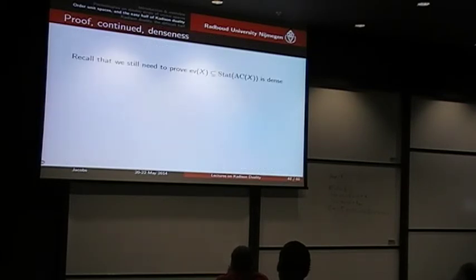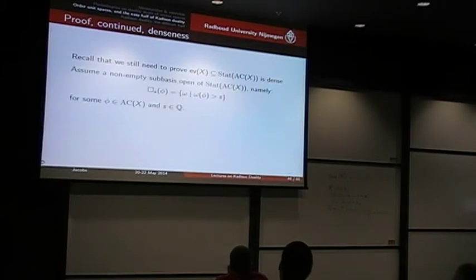I'm still not done, because what I need to prove is that this image of the evaluation map here is dense. But now this can be finished very quickly. How do you do this? You take an open subset here, a non-empty open subset here, and you have to prove that the intersection with this evaluation of x is non-empty.